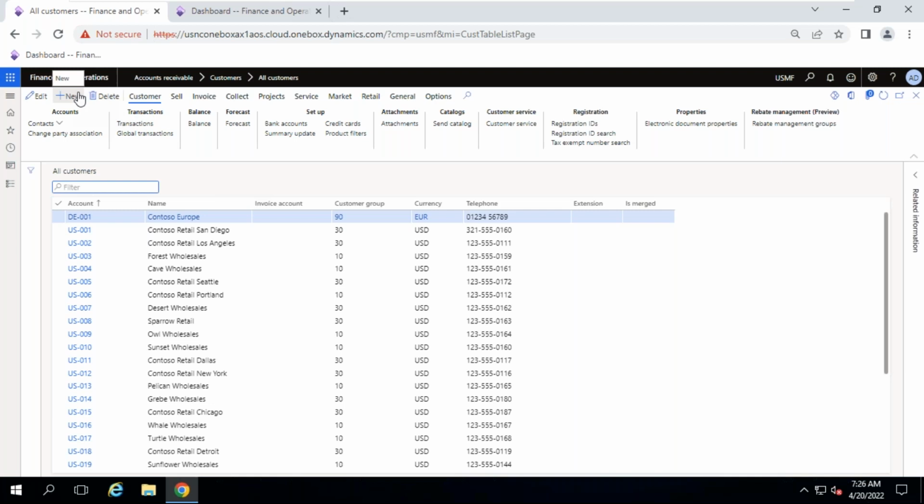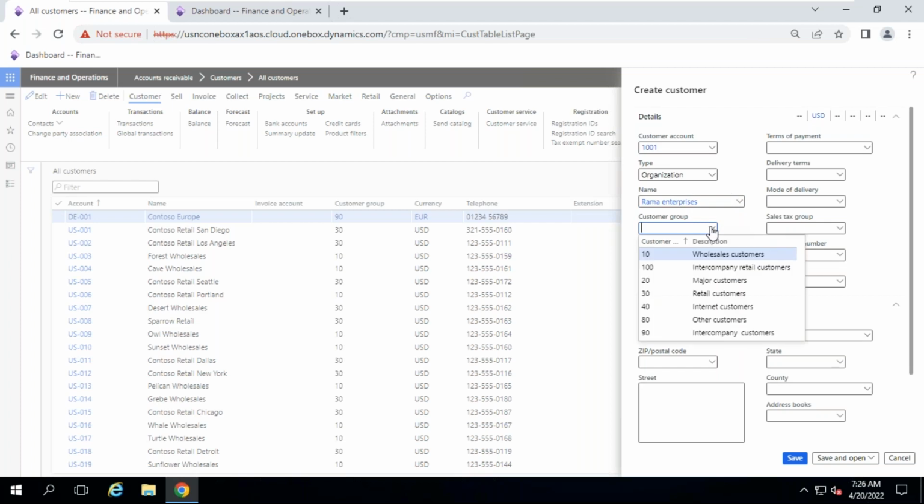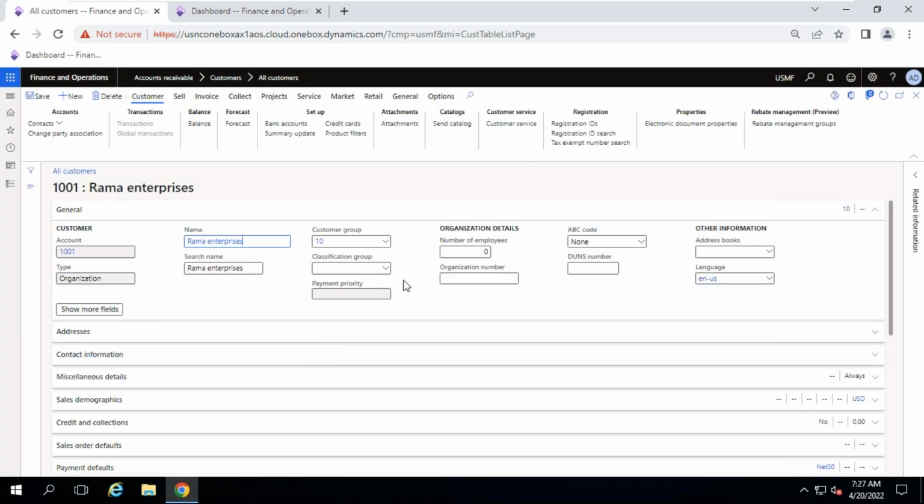So I'm creating a new customer. Suppose I have entered 1001, Rama Enterprises. Customer group is mandatory; you need to select one group. There are many things, like terms of payment and everything, that you will understand later. So I have created it; click on the save button. The new customer got created. This is Rama Enterprises, a new customer. If you verify the transactions, it is blank.